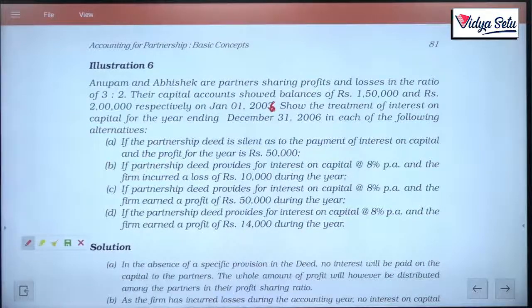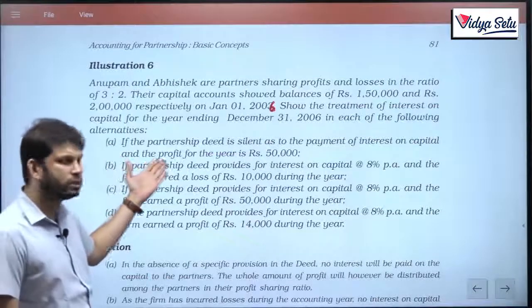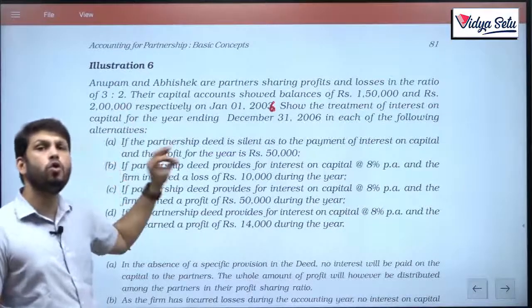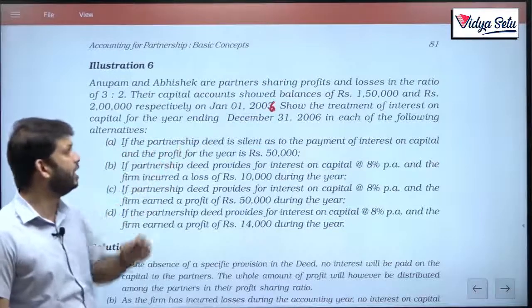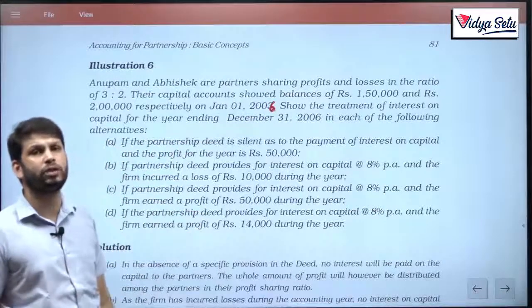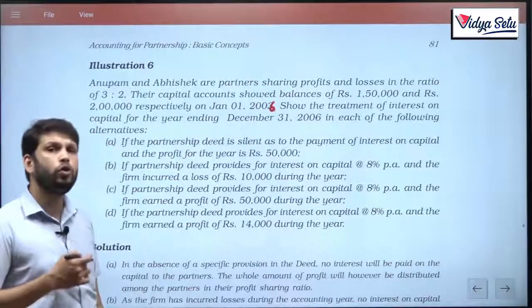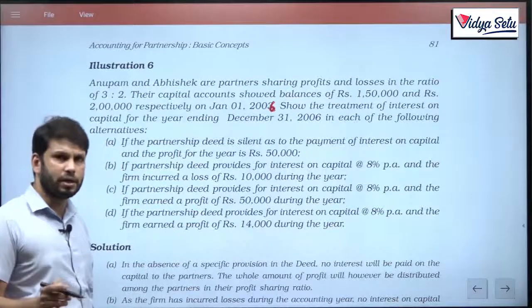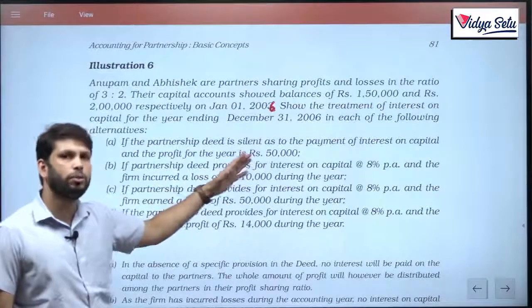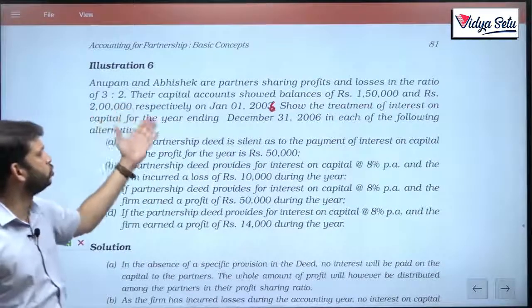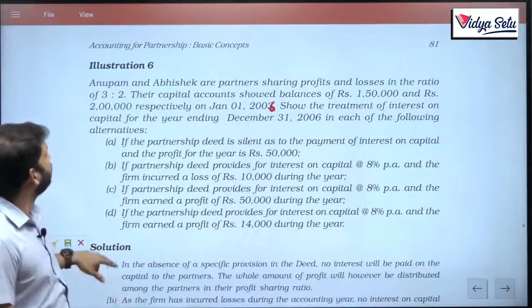Now, in each of the following alternatives, we have to solve all four alternatives separately. The first one is, if the partnership deed is silent as to the payment of interest on capital and the profit for the year was 50,000. So if there is no partnership deed, or the deed is there but silent on whether to provide interest on capital, we know that we don't have to provide interest on capital. This 50,000 will be distributed in their profit sharing ratio of 3:2. So 30,000 to Anupam and 20,000 to Abhishek.